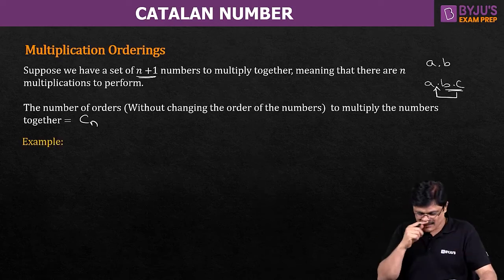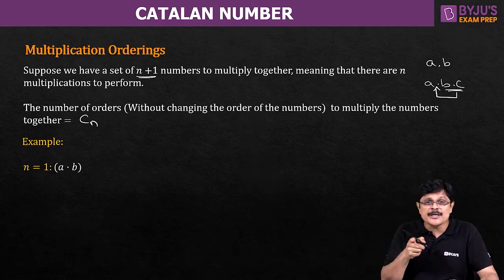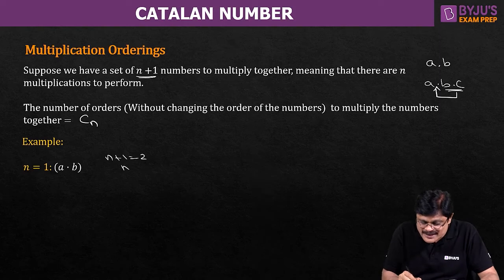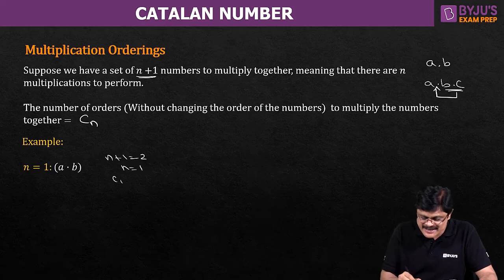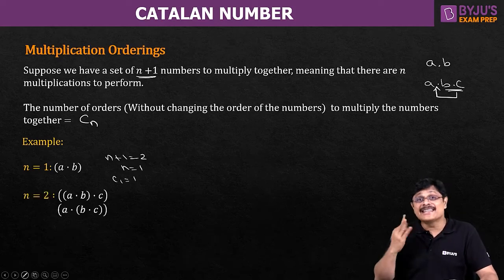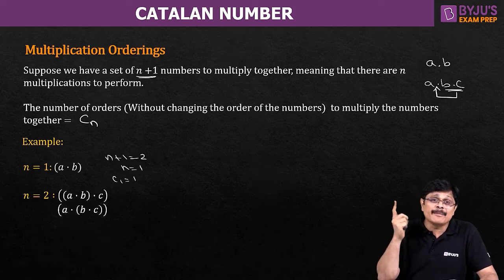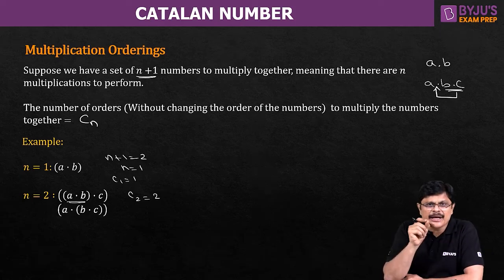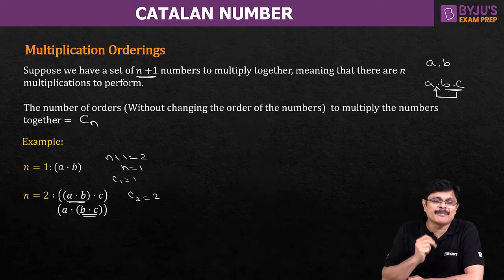Remember that. Example. Suppose we have two numbers. Here n plus 1 is 2, so n is 1, and the number of multiplication orderings possible is C1, which is 1. And when you have three numbers, because n plus 1 is the number of numbers, the number of multiplication orderings possible is C2, and C2 is 2. You all know that, right? Either first you can multiply AB and multiply the result with C, or first you can multiply BC and multiply the result with A.